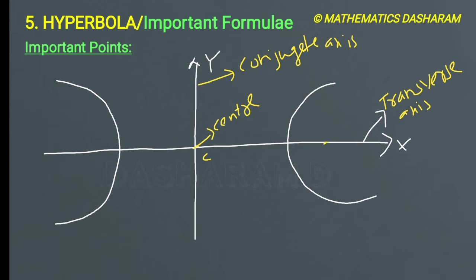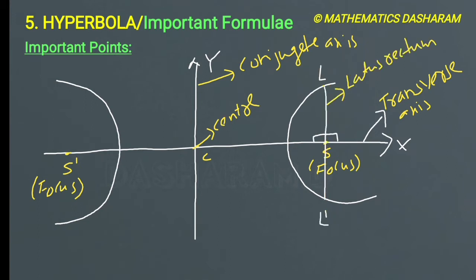So here we can take one fixed point, that is the focus. Here also we can take one fixed point, here it is S dash. Through this focus we can draw one line segment perpendicular to the transverse axis. It is called L dash. It is called the latus rectum. We can draw one more latus rectum because we have another focus, S dash. It is also perpendicular to the transverse axis.